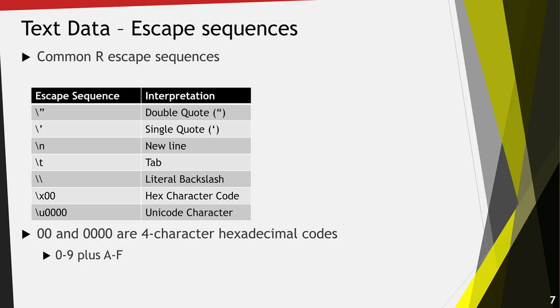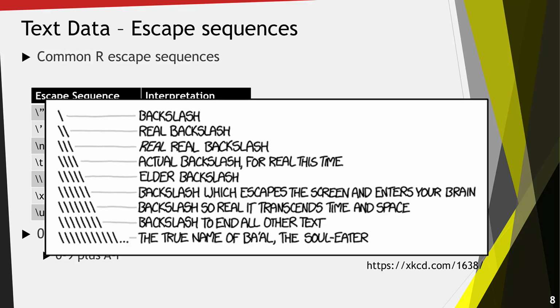There are actually many escape sequences in R that denote special characters. So besides the single and double quote that we showed before, backslash n denotes a new line, backslash t denotes a tab, and two backslashes denote a literal backslash, if you'd like to actually include a backslash in your text. Backslash x and then two numbers represents a hexadecimal character code, and backslash u followed by four numbers represents a Unicode character. This can become very complicated if you'd like to include actual backslashes in your text.